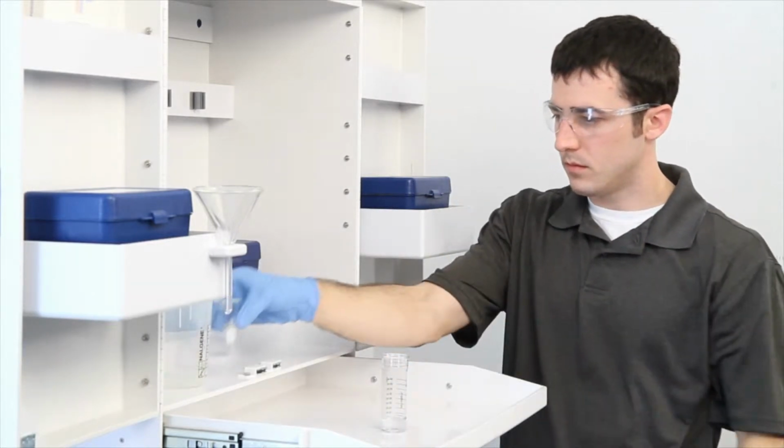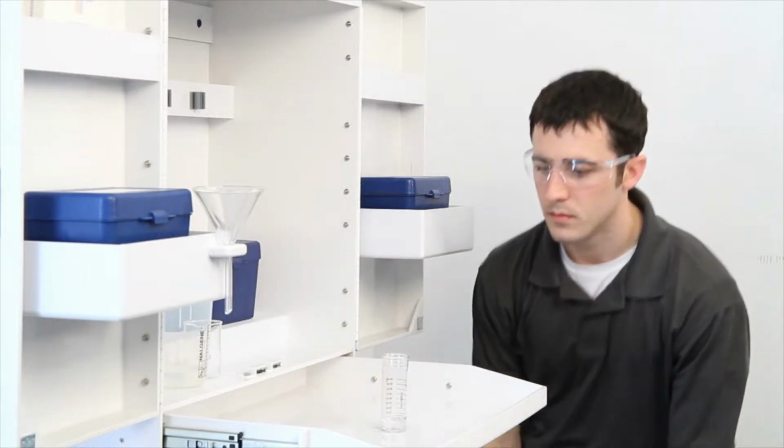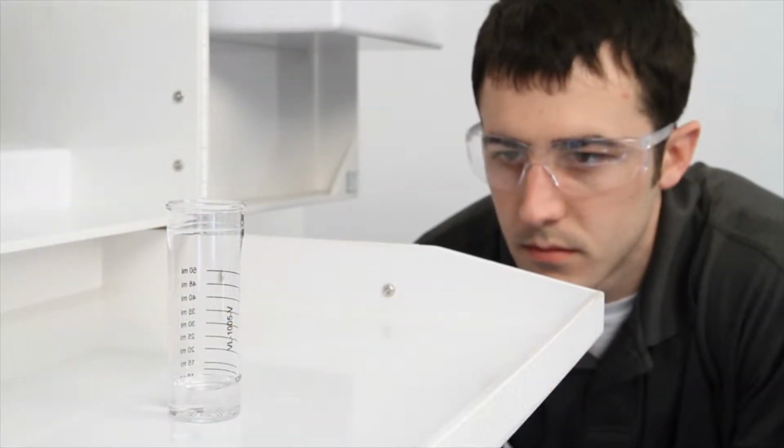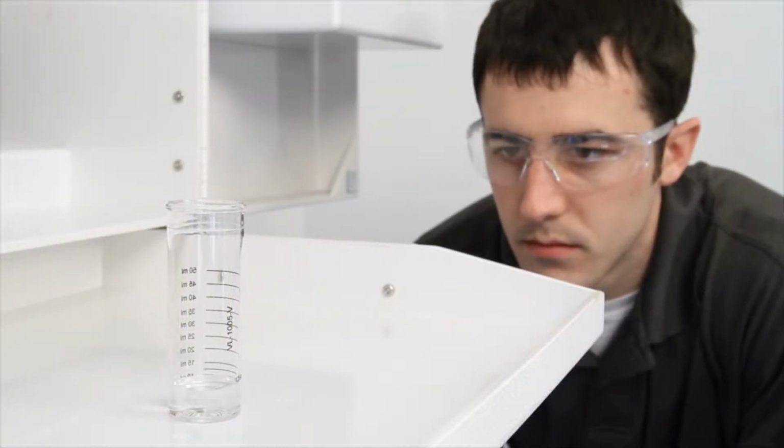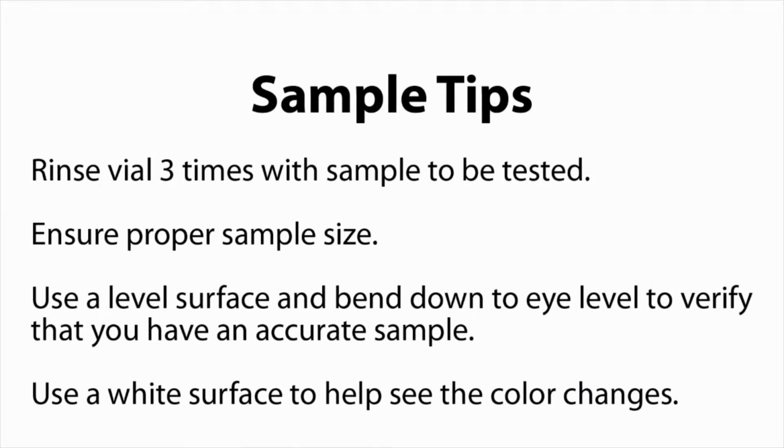level. When performing a drop count titration, a white background can provide contrast to better see the color changes. A cabinet tray or a white paper towel can provide that contrast.